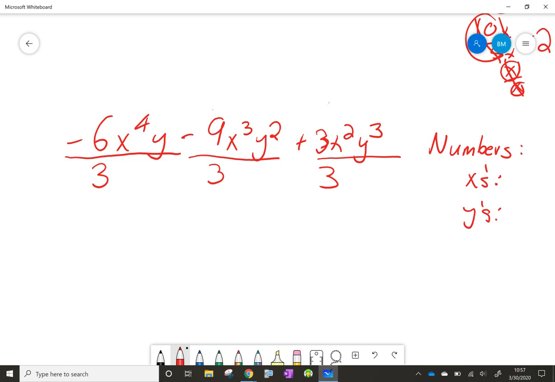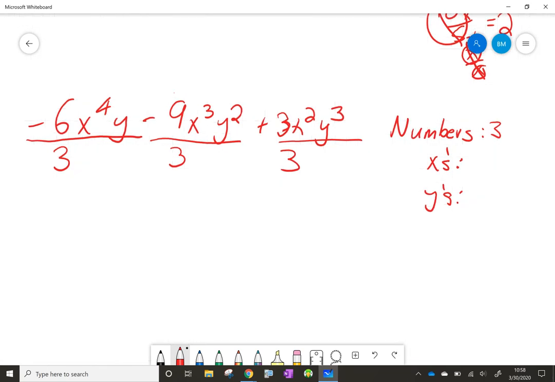We have a negative 6 and negative 9, but a positive 3. Like I said, if that was a negative 3 down there, then for sure I would have divided by negative 3 all the way across. So the numbers are easy, right? I can divide by 3 for all the terms: the negative 6, the negative 9, the 3. I can divide by 3 for all of them.